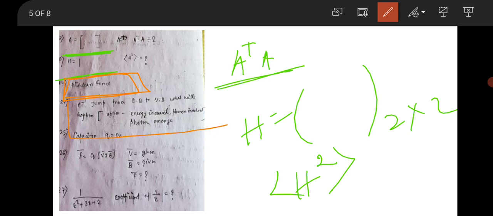Then this is a question from optical absorption of the semiconductor, like an electron is moving from the valence band to conduction band. Then what will happen? Photon will be absorbed, photon will be emitted, like something was given.